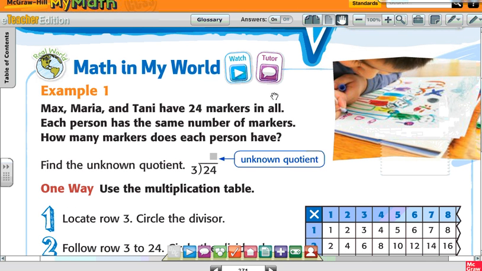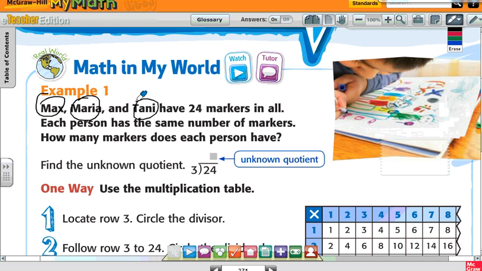It says Max, Maria, and Tani have 24 markers in all. So we know the total, right? How many markers altogether? 24. How many people are there? 3. So we have Max, Maria, and Tani. Each person has the same number of markers, so there are no remainders. We won't have anything left over. How many markers does each person have?